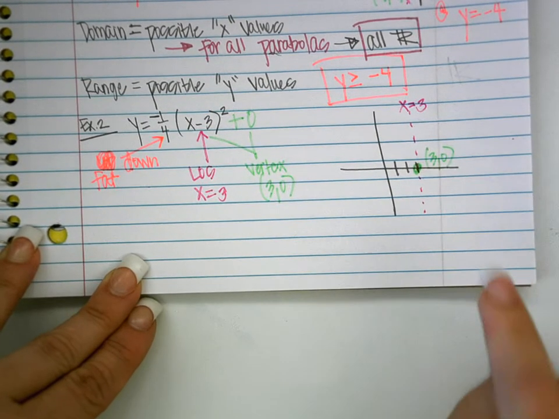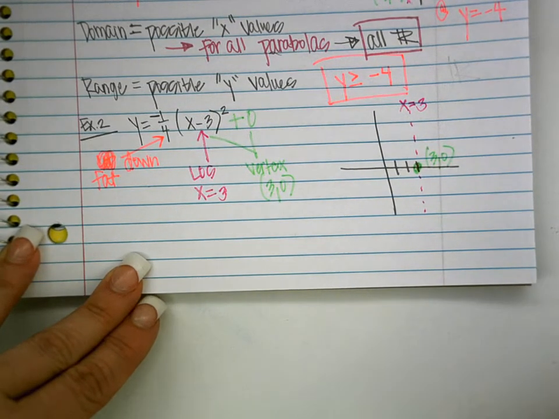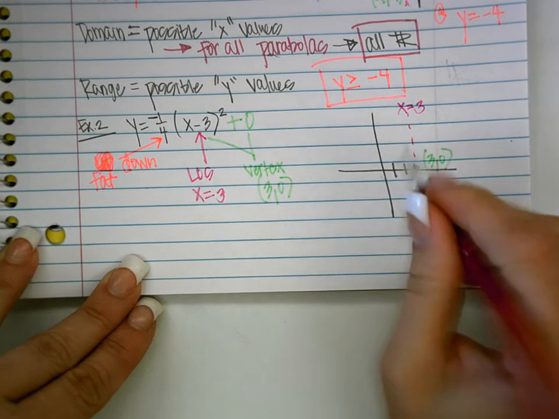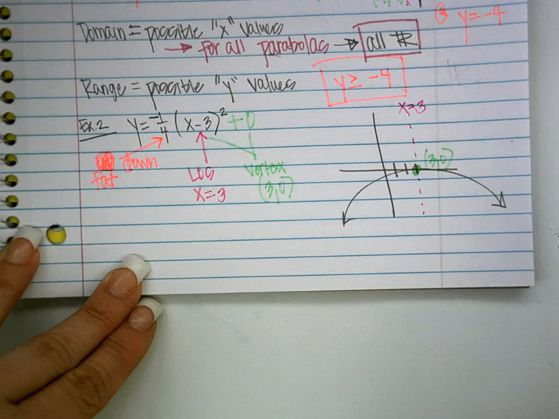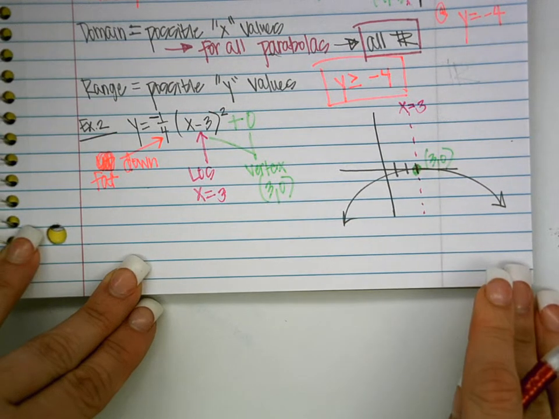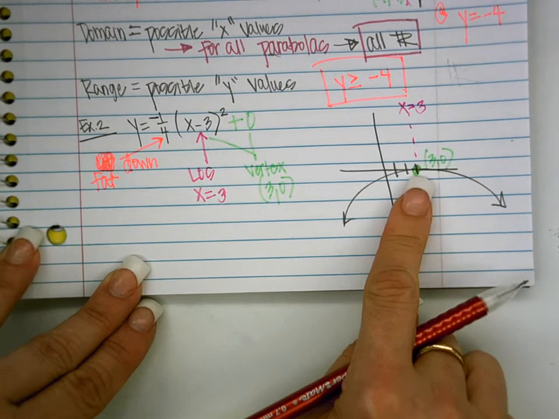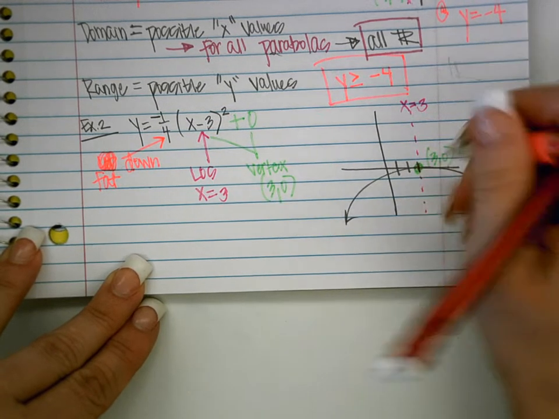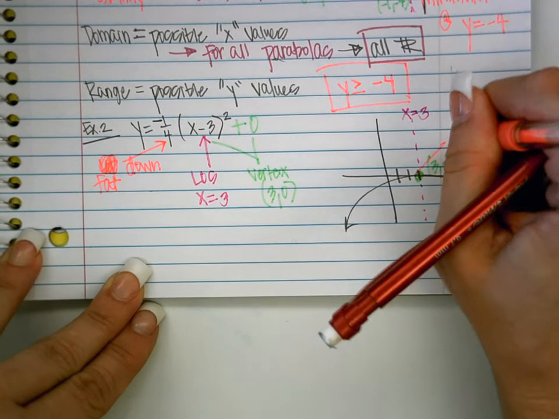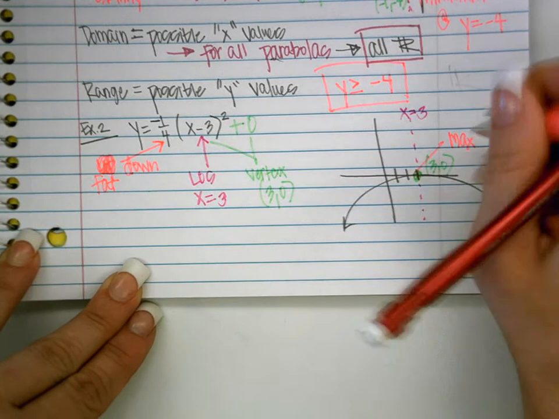What direction is this opening, up or down? Down, and it is wide or fat. Fat, yes. And then would you call this a minimum or a maximum? Maximum. This is a maximum. Okay, that has a maximum.